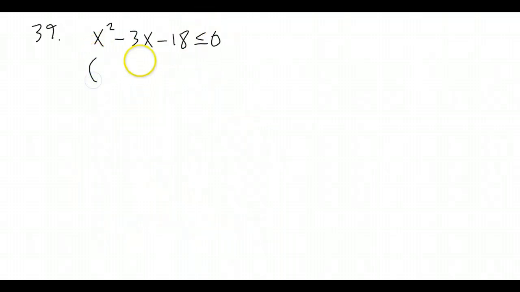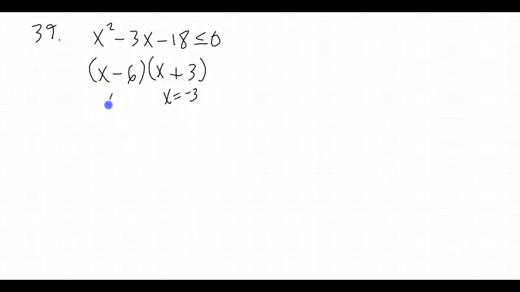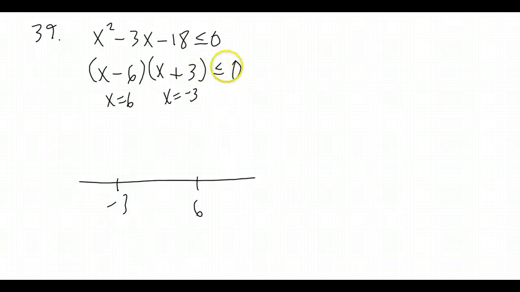Okay, so we need to factor this one. It's not been factored yet. So x and x, maybe 6 and 3. I think that number is negative, so the bigger number is negative. That one's positive. We get x equals -3, and we get x equals 6. Okay, so I draw my number line. 6, -3. This says less than or equal to, so those are closed circles.